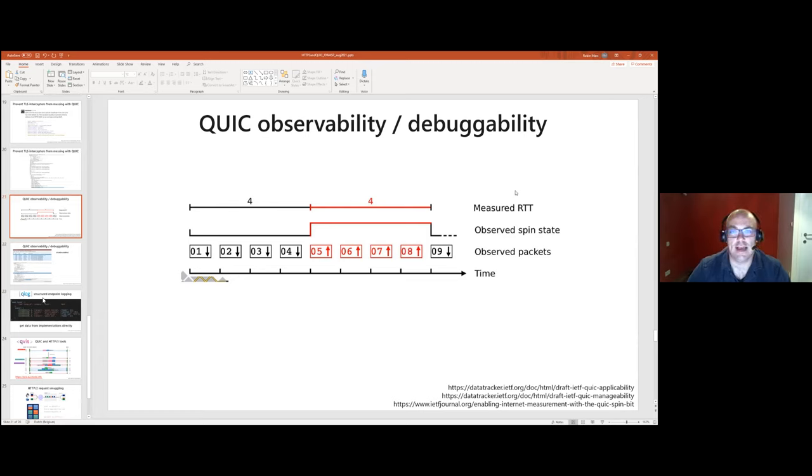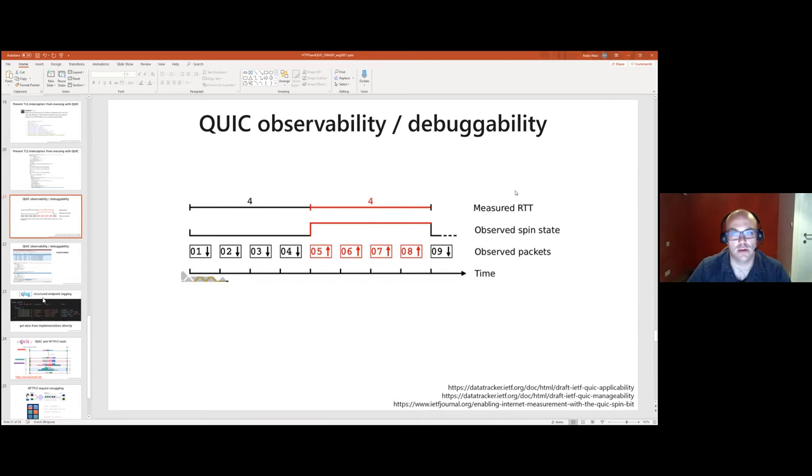And QUIC has, in what was actually one of the longest discussions ever seen in the IETF, something called the spin bit. It's a single bit inside of the QUIC flags, one of the few bits that is not encrypted in the QUIC packet header. This bit will flip once per RTT, from 0 to 1 and all the way around. And that allows you, to a certain degree, to observe round trip times at any place in the network.